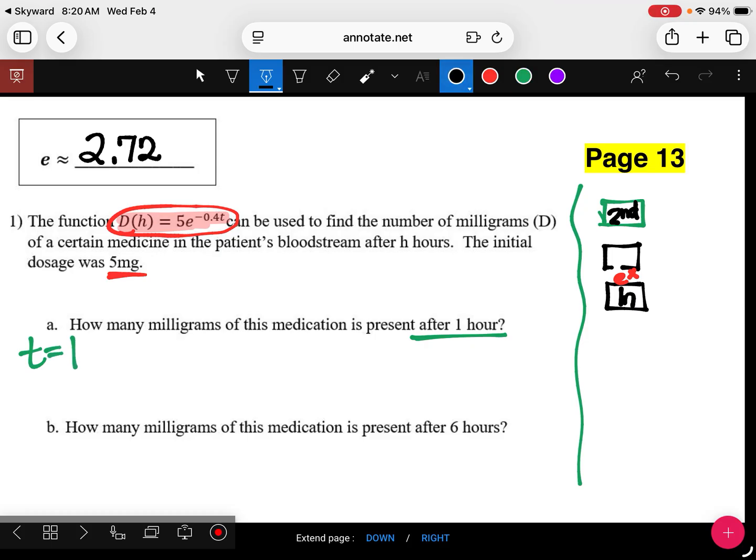So in your calculator, you're going to hit 5, and then you're going to get the E key up there. You're going to type in a negative 0.4, and then you're going to multiply that by 1. Go ahead and type that in your calculator just to see if we're getting the right answer. 5, green key, LN, negative 0.4 times 1. You should get approximately, I'm rounding it to the 10th place, 3.4 milligrams. So in 1 hour, your body absorbed 1.6 milligrams and you have 3.4 milligrams left.